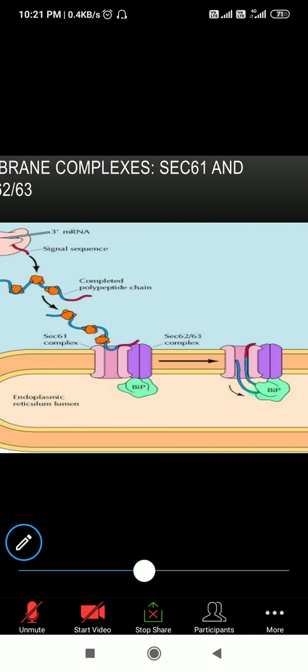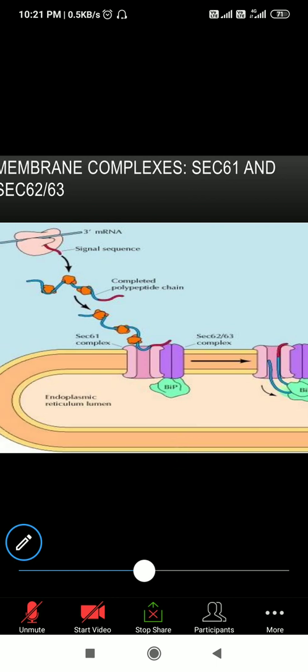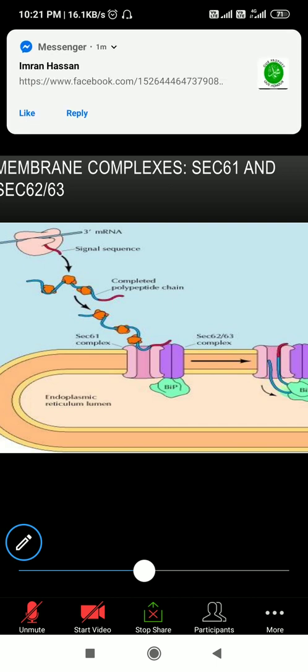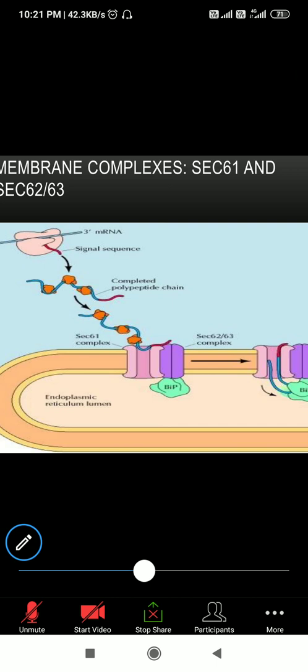Chaperones present in the cytosol, as we know, we can also call them heat shock proteins. These chaperones present in the cytosol help to maintain the growing polypeptide chain in the primary structure. Means these chaperones help to maintain the primary structure of the growing polypeptide chain. Then only can these polypeptide chains enter into the Sec61 channel.